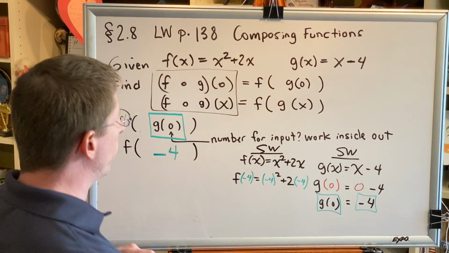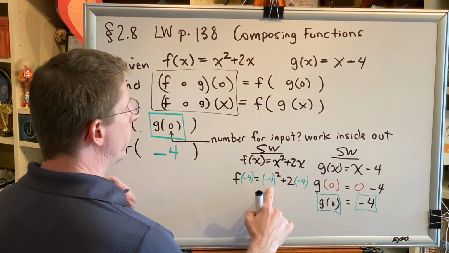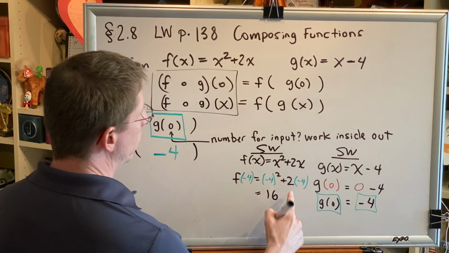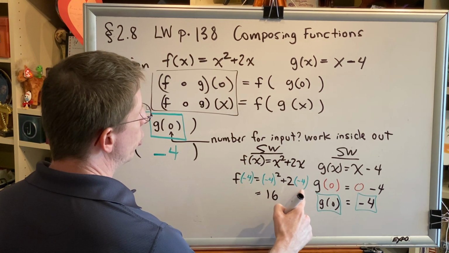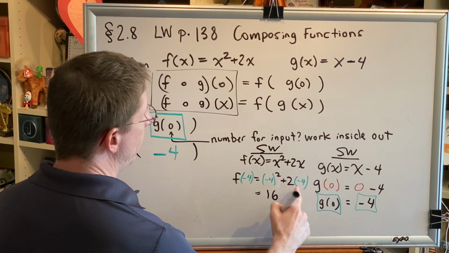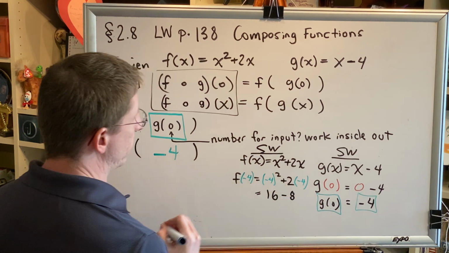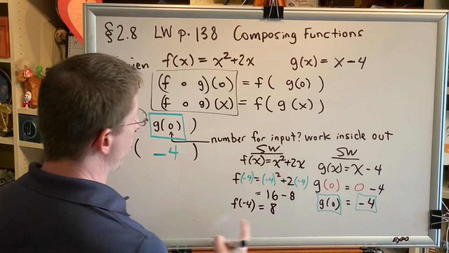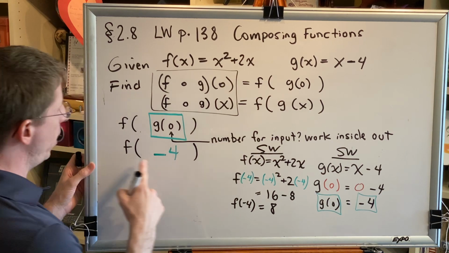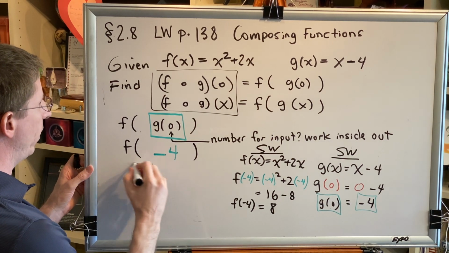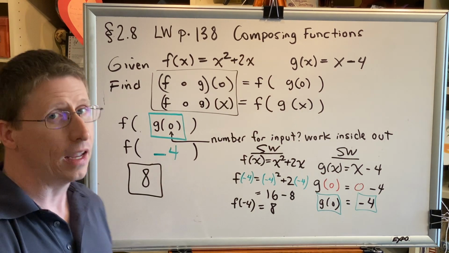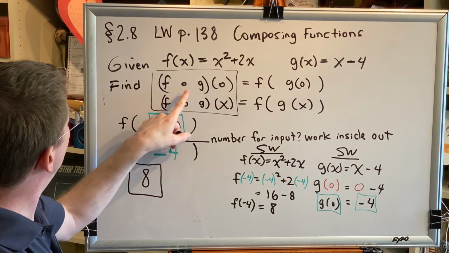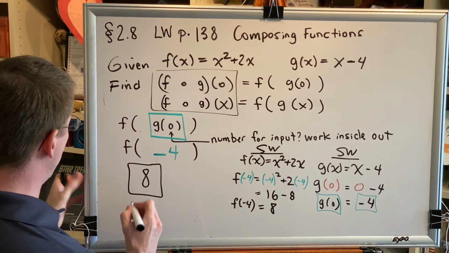Now simplify by following order of operations. Exponents come first, and negative 4 times itself is 16. And then we do the multiplication. 2 times negative 4 is negative 8. Adding a negative is subtraction, so this is 16 minus 8, which is just 8. So f of negative 4 equals 8. And that's what we have over here, f of negative 4. So our final answer for this problem is 8. F composed with g of 0 equals 8.